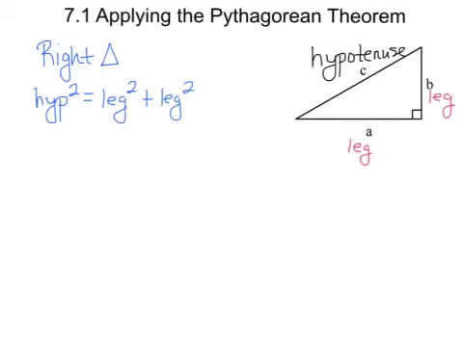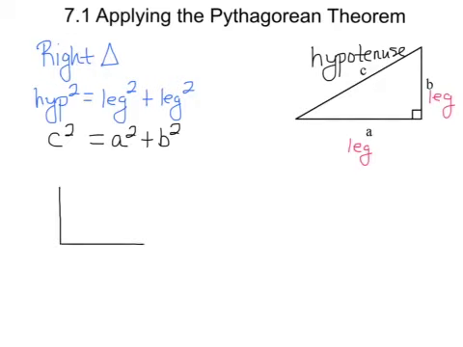or in the case of how you normally see it, a squared plus b squared equals c squared, with a and b being the legs and c always being the hypotenuse. So c is always the hypotenuse. It really doesn't matter which leg is a and which one is b. For example, this one certainly could have been a and this one certainly could have been b. It doesn't really matter.